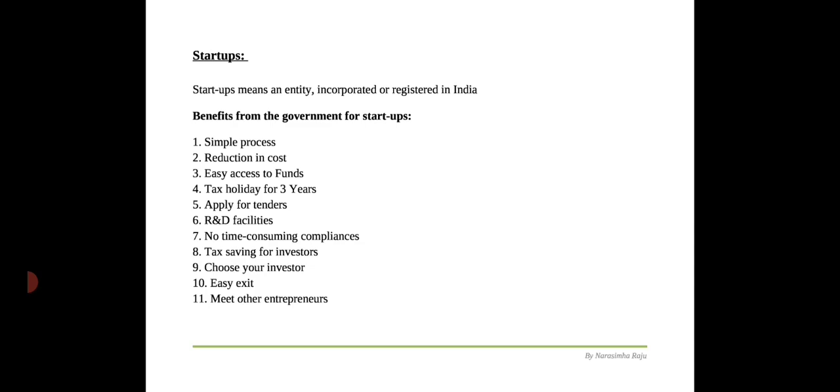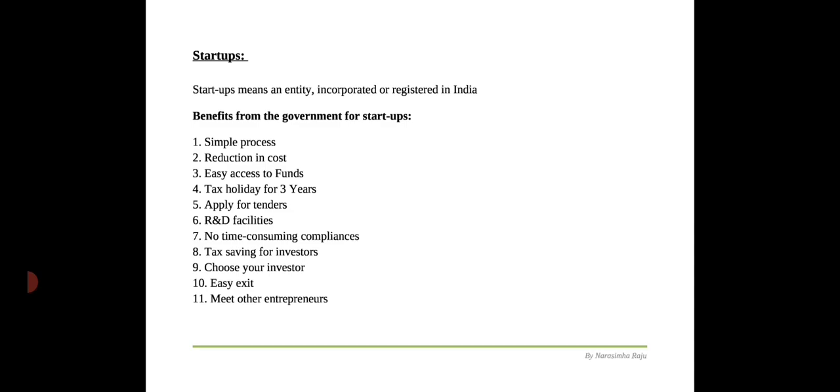And the next benefit given is easy exit. In case of exit, a startup can close its business within 90 days from the date of application or the commencement of work. The last benefit is meet other entrepreneurs. The government has proposed to hold 2 startup festivals annually, both nationally and internationally, to enable various stakeholders of a startup to meet. This will provide huge networking opportunities for startups. These are the various benefits from the government for startups.